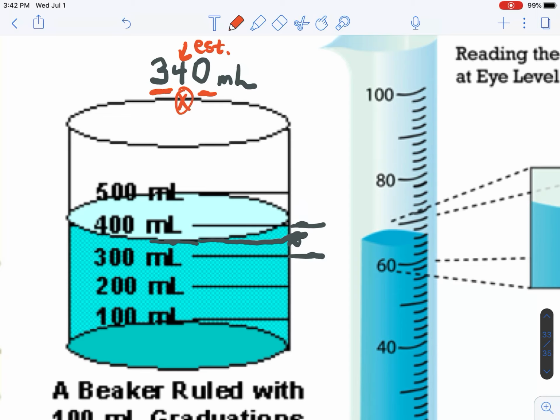So you estimate one column, and this would be the tens column. So if you wrote 350 milliliters for this, I would have given you full credit for it. If you wrote 360 milliliters, I would have given you full credit for it. Or if you wrote 340, I would have given you full credit. But if you wrote 352, I would have marked it wrong, because there's no way you can estimate the ones column using this device.